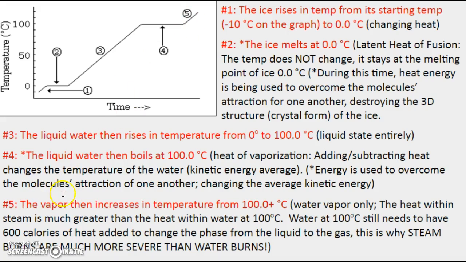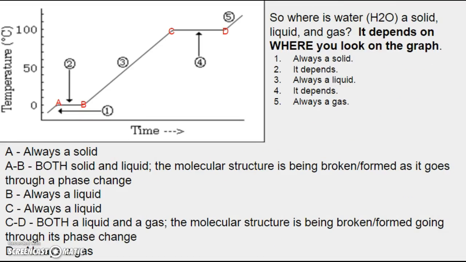And location number 5, the vapor increases in temperature from 100 plus degrees C. It's water vapor only, and the heat within the steam is much greater than the heat within water at 100 degrees C. So water at 100 degrees C and steam have different amounts of heat, even at the same temperature. That water at 100 degrees C still needs to have 600 calories of heat added to change the phase from the liquid to the gas. And this is why steam burns are much more severe than water burns. Steam just has much more heat energy within it than liquid water at 100 degrees C.